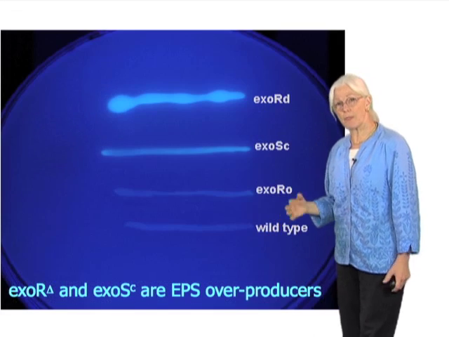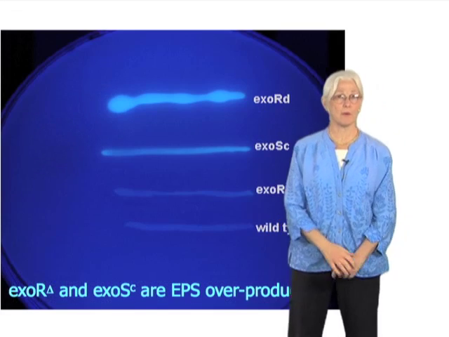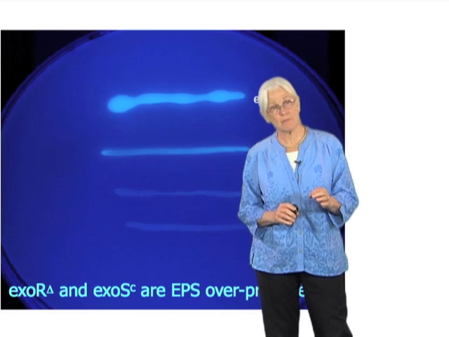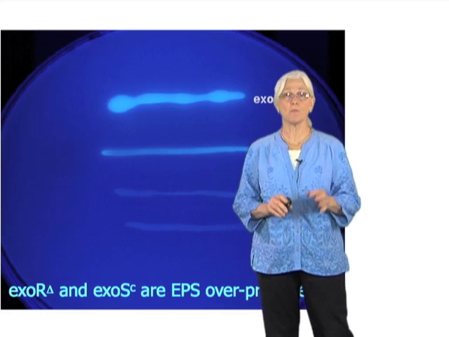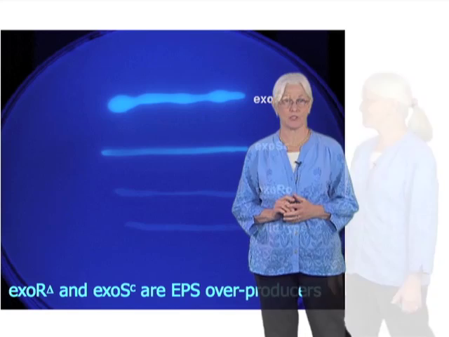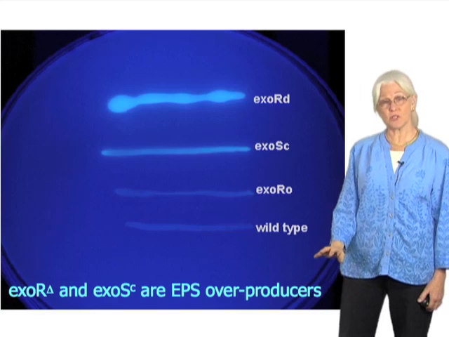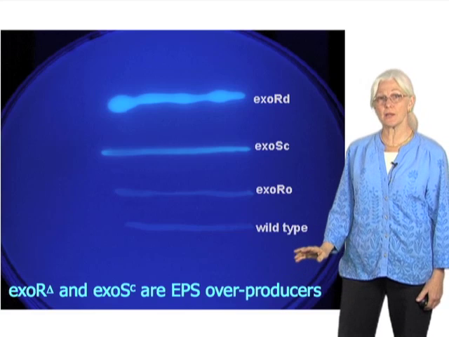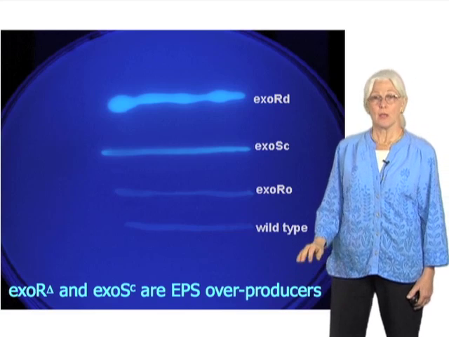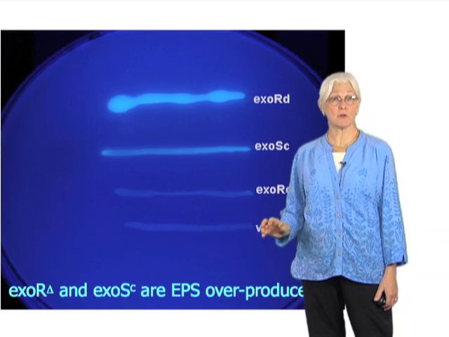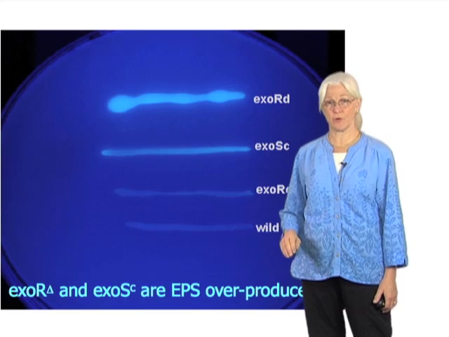Now here are some mutants that were found by Graham Walker and his colleagues that were able to make polysaccharide, but they don't make the right amount. In fact, they make too much. So what you're seeing here are bacteria that are streaked on a solid medium, including a dye called calcofluor. Calcofluor in solution is not fluorescent, but when it binds to certain beta-glucans, it becomes fluorescent.